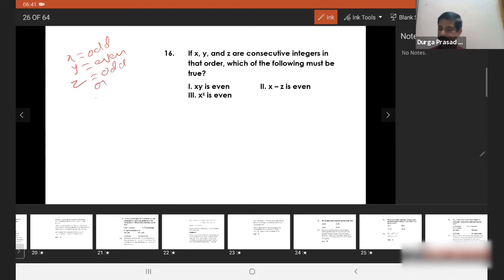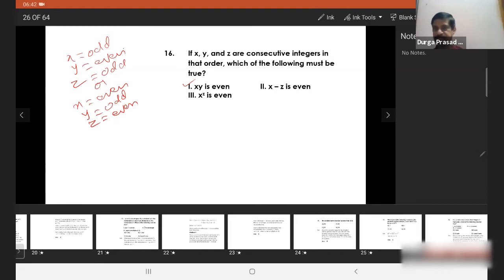Or I can start with x even, y becomes odd, and z becomes again even. Okay, so this is what you have. So now which of the following must be true, he says. xy is even. Whether you take odd into even or even into odd, it is even. So whenever they are consecutive integers, xy is always even.